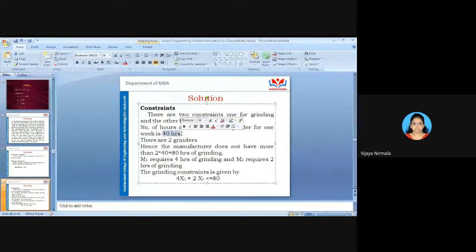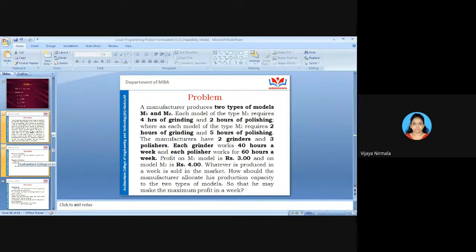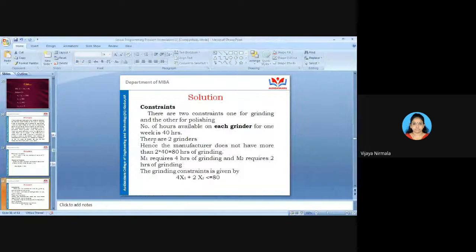So how many grinders do we have? Each grinder has 40 hours available. Already it was discussed in the problem that the manufacturer has two grinders, and does not have more than that. There are only two. So 2 into 40, it means 80 hours of grinding.